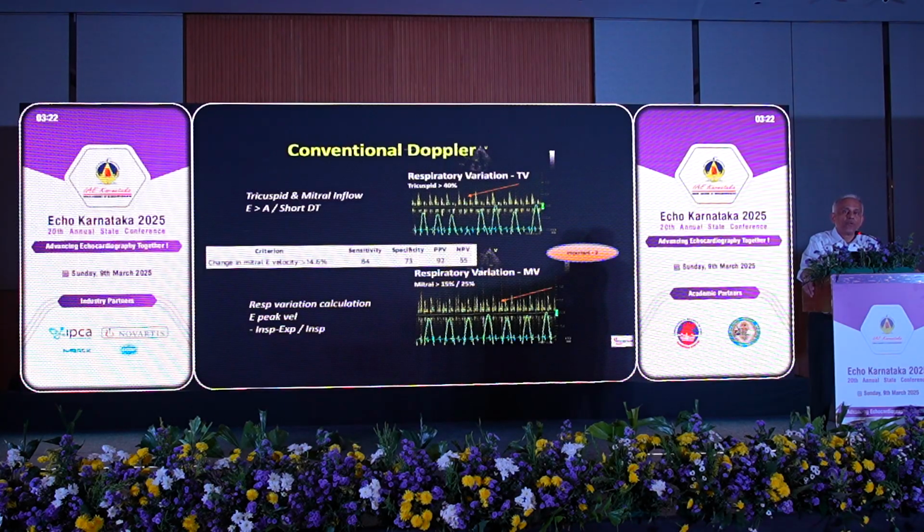So you have to have a very tall E, and it has this restrictive pattern, and then you have a very short deceleration time, and you look at the respiratory variation, and if it is more than around 40% for the tricuspid and more than 15 to 25% on the left side for the mitral, then you know that it is one more point in favor that you're dealing with constriction. Again, respirometer, again reducing the horizontal sweep, and that is what you have to do.